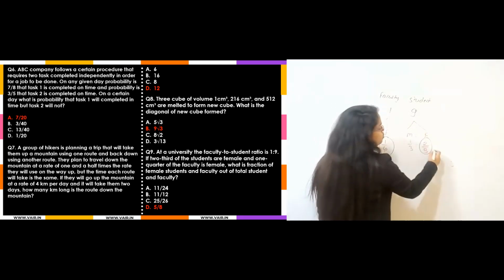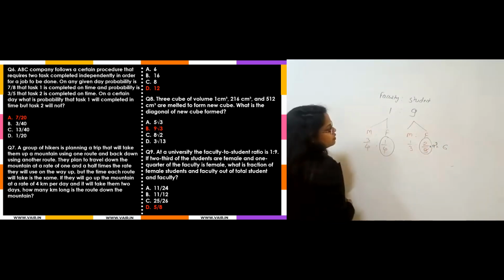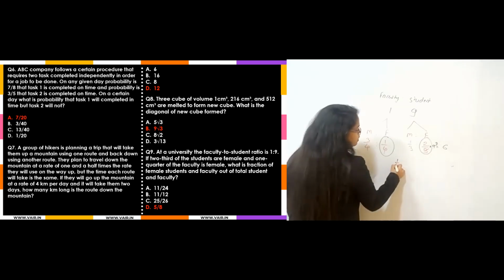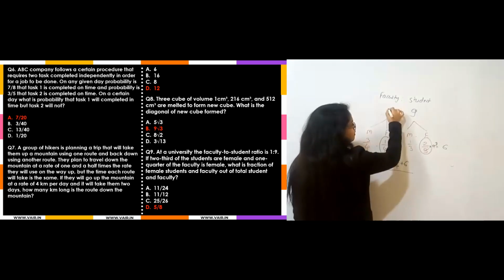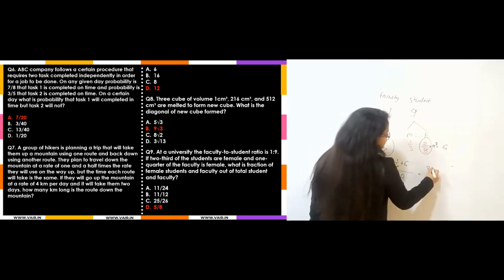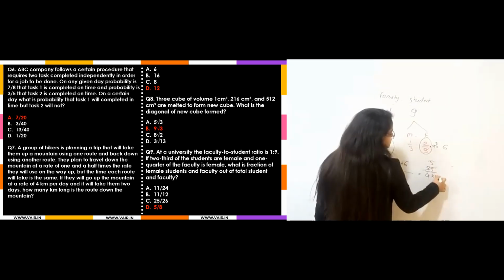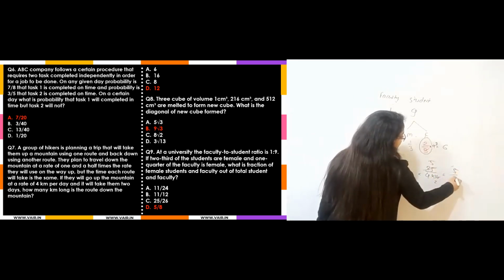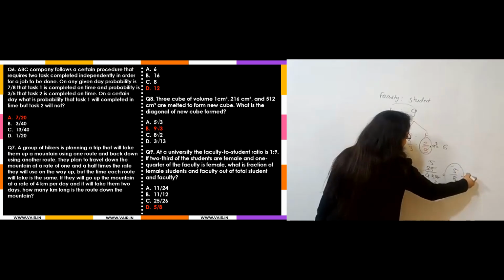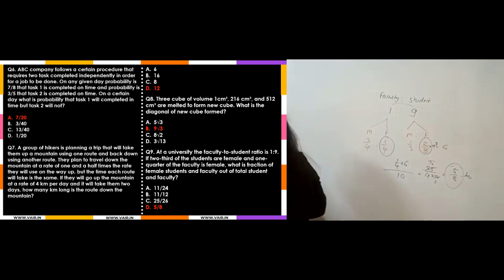If you find 2/3 of 9, it will be equal to what? 6. So 1/4 plus 6, divided by 1 plus 9, which is 10. It will be what? 6 4s are 24, plus 1 is 25/4, and this is 10. So it will be equal to 5 5s are 25, 5 2s are 10, that means 5/8 will be your answer. That's it. Easier. Now let's solve the next one.